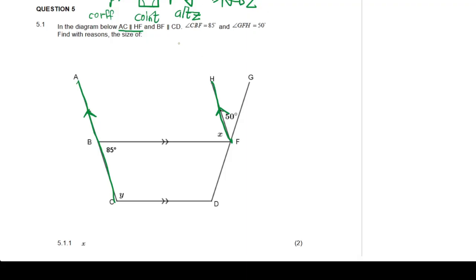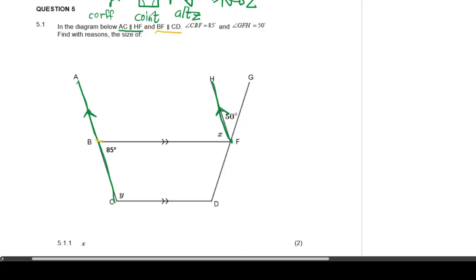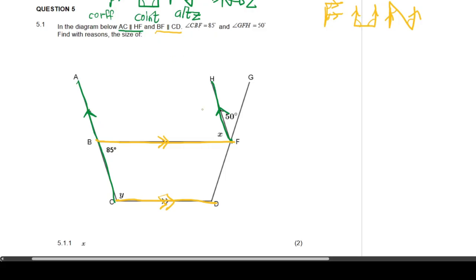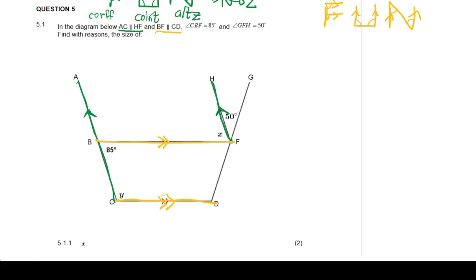Okay. They also gave us that BF is parallel to CD. Where's BF? BF is parallel to CD. So then let's also do the FUN. This one, this one, this one, this one, this one, this one. These two angles are the same. These angles are supplementary, and these two angles are the same. All right. So just from that, we got a lot of information.